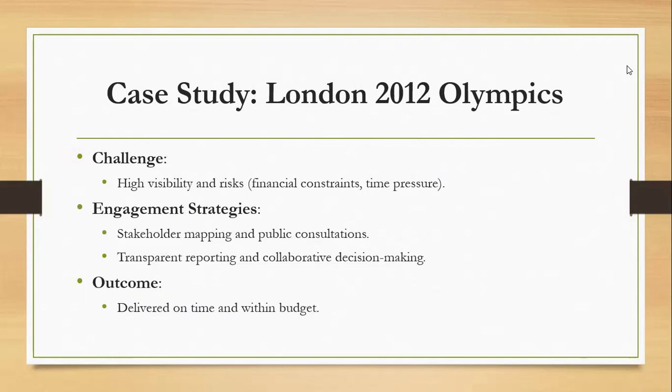The ODA used dashboards and regular reports to keep stakeholders updated on progress and risks. They also included stakeholders in important decisions such as sustainability efforts and community projects. When conflicts arose, like disagreements between environmental groups and construction teams, the ODA used mediation and sustainable practices to resolve these issues fairly. In the end, the London Olympics were delivered on time and within budget.